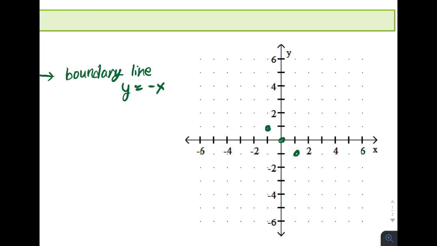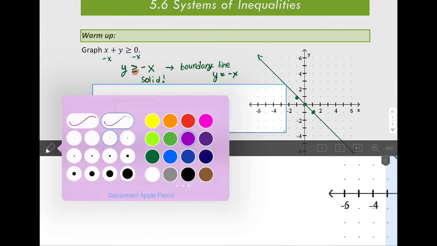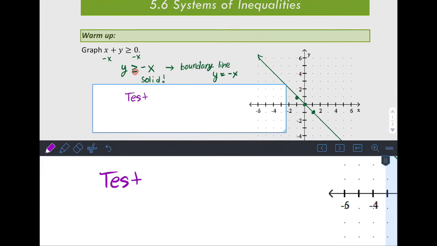So my boundary line between the points that work and don't is y equals negative x. It's a solid line because it was greater than or equal to. And then to determine whether the points that make this true are below and to the left or above and to the right, you can always plug a point in and test it. So I'm going to test a point. It can't be on my line, so I'm going to use 0, 1.